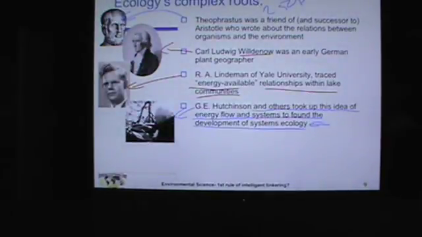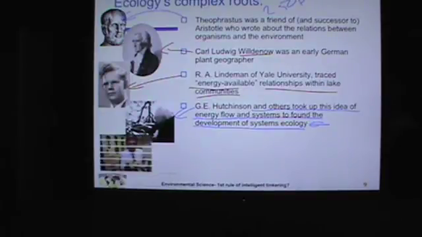G. Evelyn Hutchinson and several others took up this idea of energy flow and systems to found the development of systems ecology. A term that we will use in later chapters, later lectures, is the niche. And Hutchinson is the one who really formulated that based upon his work in lakes. And this fellow, of this list of roots, if you will, he's still around.